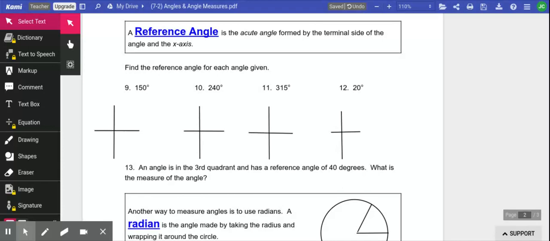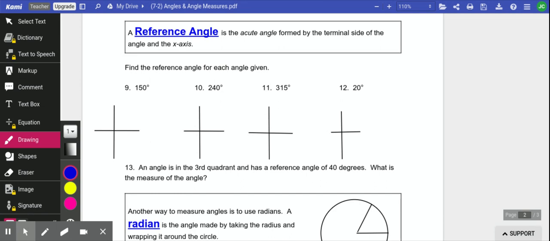Another term that we want to talk about is something called a reference angle, and we're going to be using reference angles quite a bit in the next lesson. So a reference angle is an acute angle, and that's really important, formed by the terminal side of the angle and the x-axis. Those are our keys. Reference angles are always acute, and you always draw them with the x-axis. So let me show you how this works.